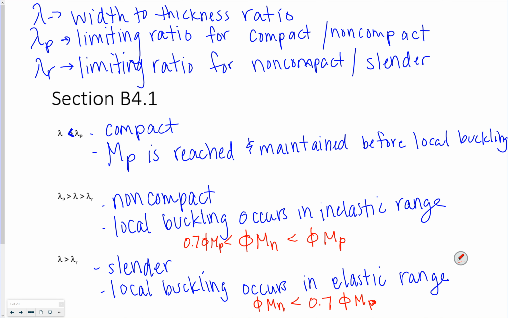Think of the lambda as like a slenderness ratio. If it's a small slenderness ratio, you're not likely to have buckling before you reach your plastic moment. As it gets bigger, you're more likely to have local buckling. And whether or not it occurs in the inelastic range or the elastic range is what those ratios are for.